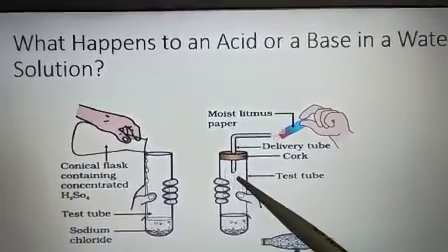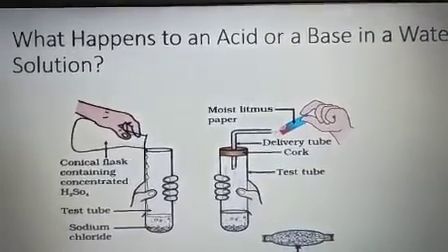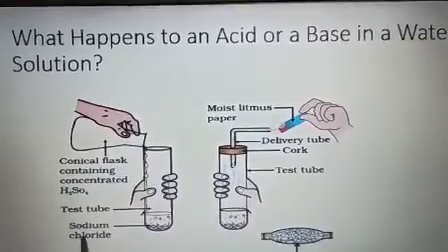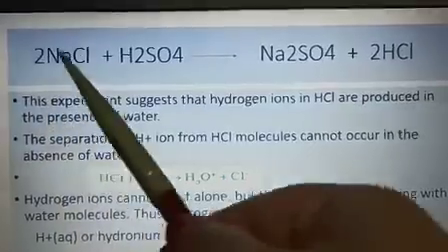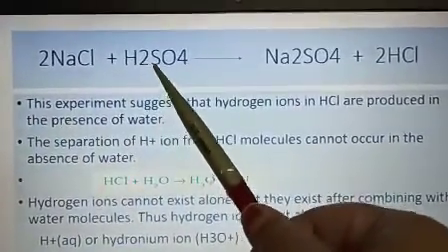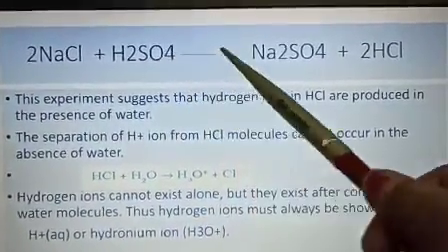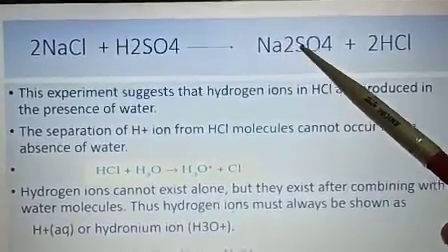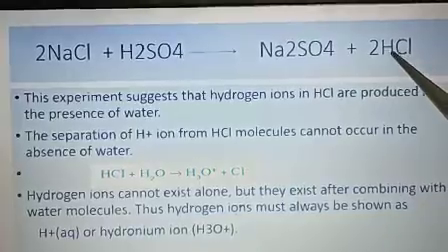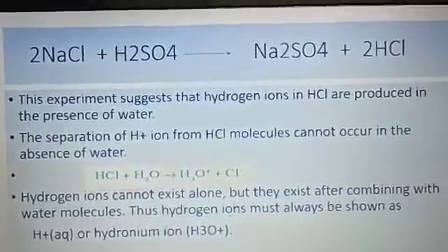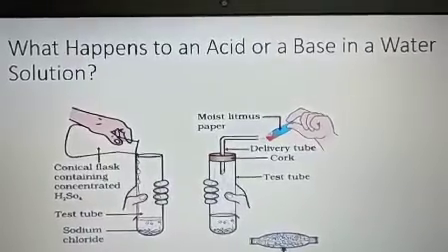This gas is basically HCl gas, because when sodium chloride reacts with sulfuric acid, the following reaction takes place. This is NaCl, sodium chloride, plus H2SO4, concentrated sulfuric acid. It forms sodium sulfate and hydrogen chloride gas. This is hydrogen chloride gas, and this gas is dry in nature.